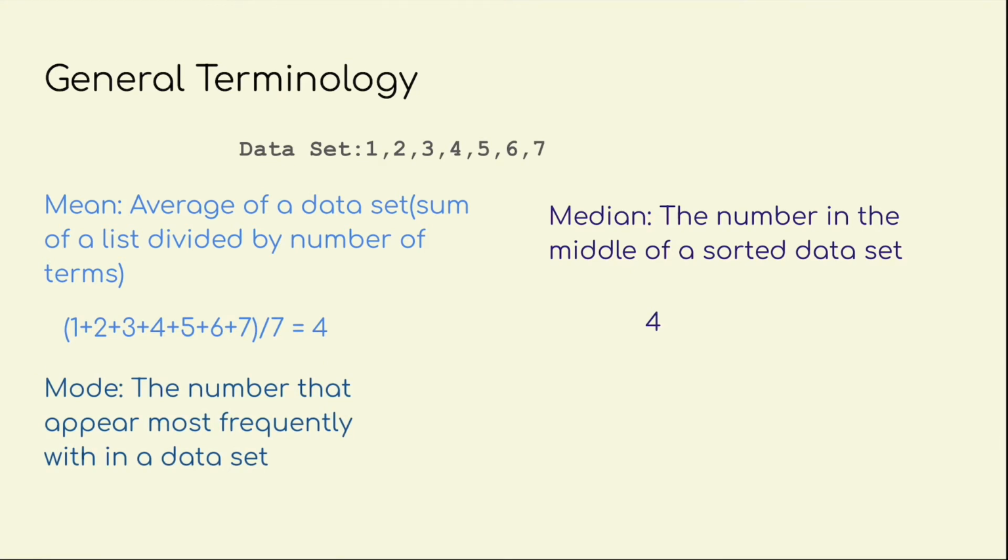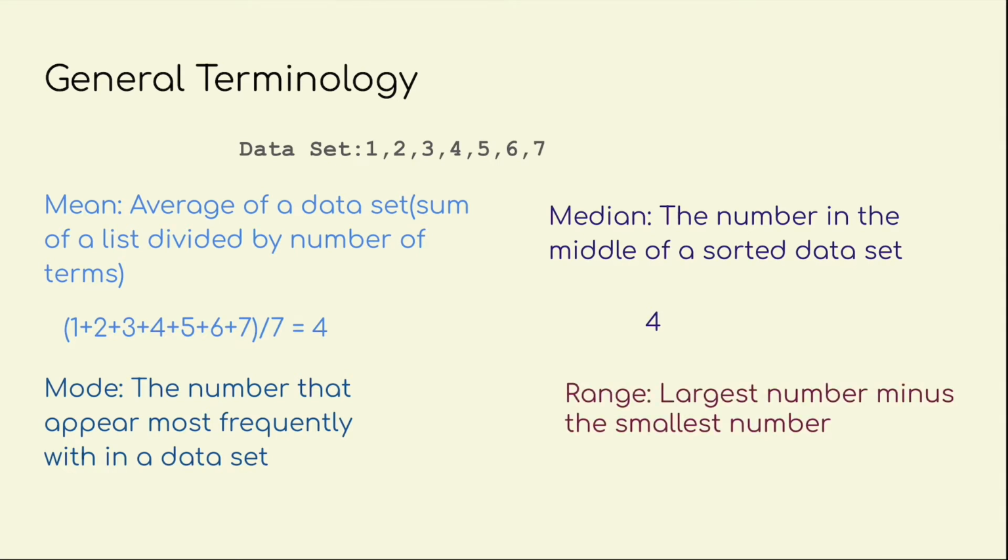And the mode is the number that appeared most frequently within a data set. And the range is the largest number minus the smallest number, which is going to be 6 in this case.